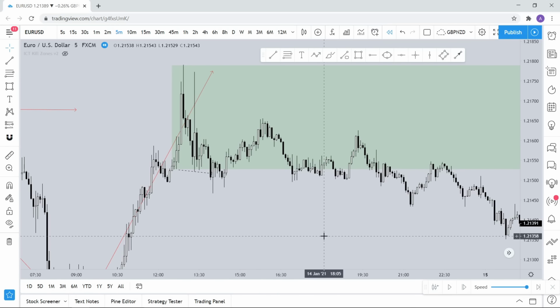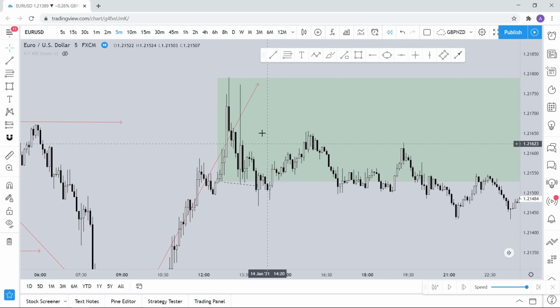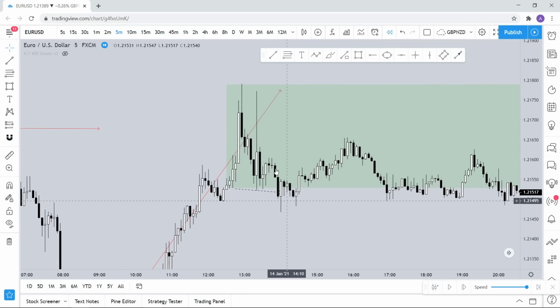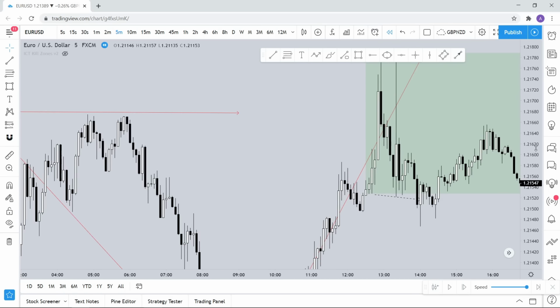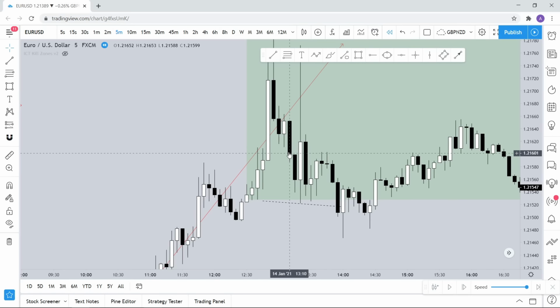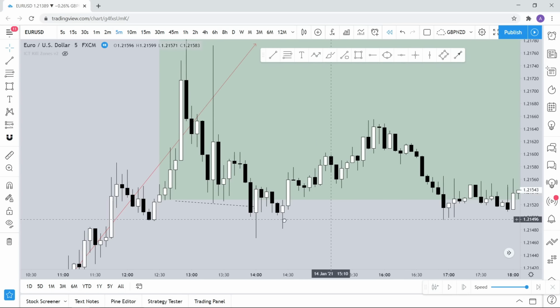Let's look where price is being inefficient and needs rebalancing. So let's look at all this price action. Do we see any void between the wicks, any imbalance? Yes, there are some, but they were already filled. For example, we have an imbalance or void between this wick and this wick here. You can see the next candle goes up and fills all the imbalance, so that's already filled.